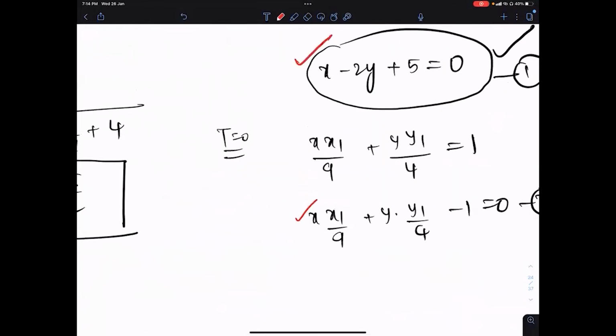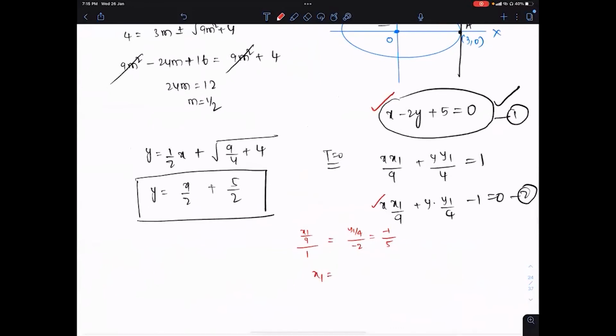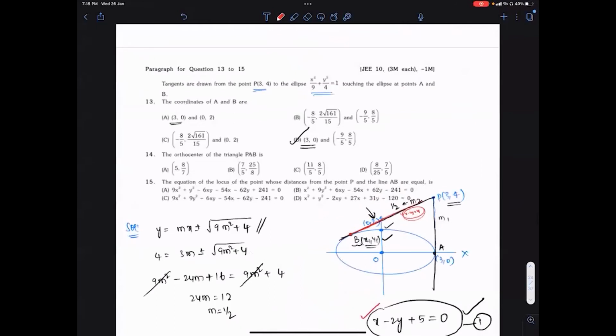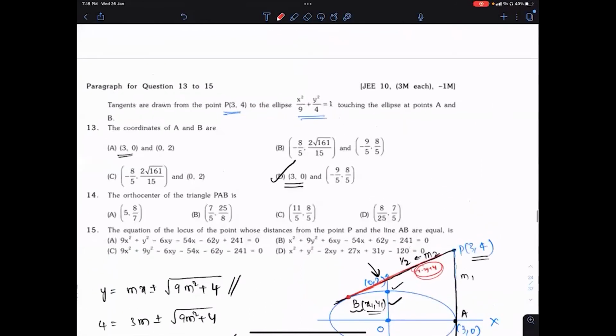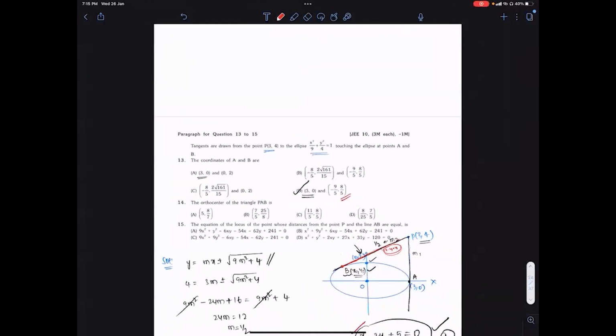So compare. You'll get x1 by 9 divided by the x coefficient 1, y1 by 4 divided by the y coefficient minus 2, equals minus 1 over the constant, which is 5. So if you simplify, you'll get x1 equals minus 9 by 5 and y1 equals 8 by 5. That is what is there. Okay. Then the remaining part, orthocenter and all that, is secondary. Okay, next.